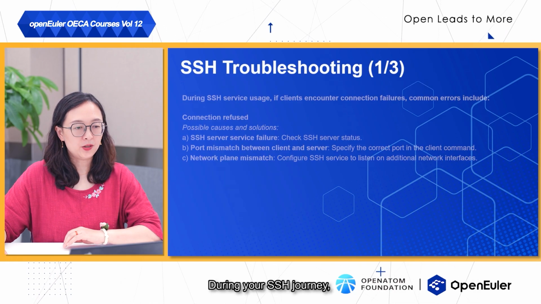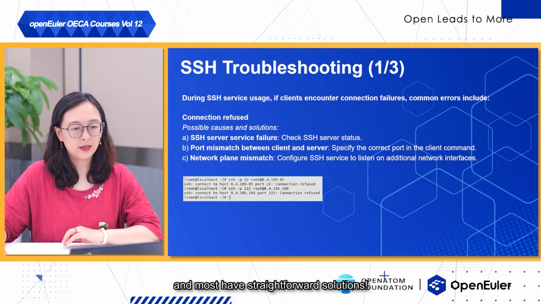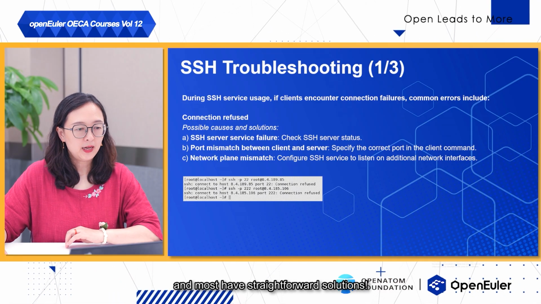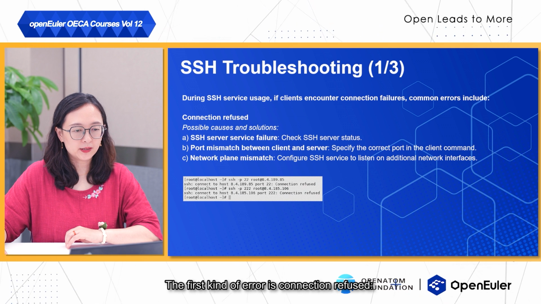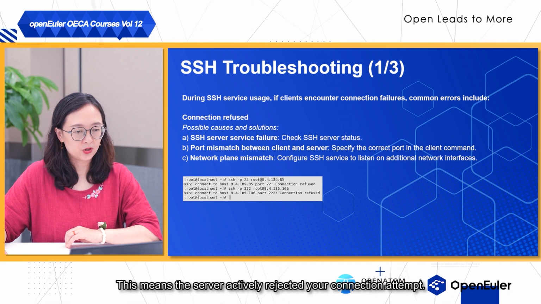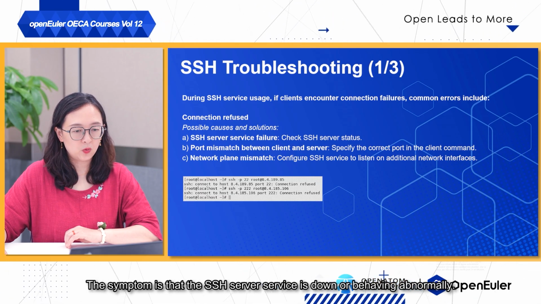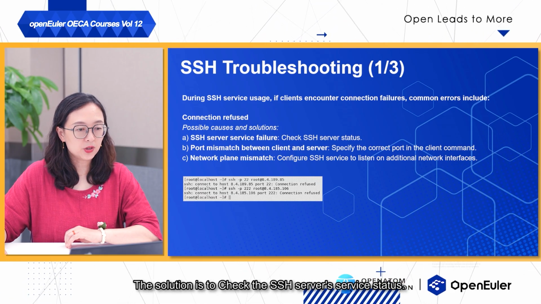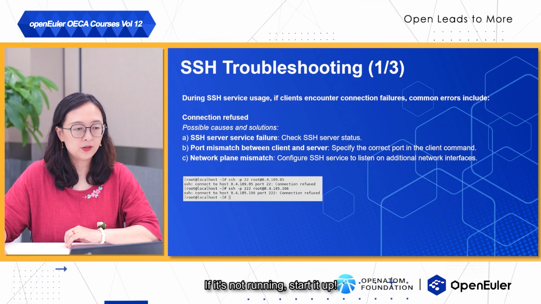During your SSH journey, you might encounter some connection issues. Don't worry, these are common, and most have straightforward solutions. Here are some common errors and how to tackle them. The first kind of error is connection refused. This means the server actively rejected your connection attempt. The symptom is that the SSH server service is down or behaving abnormally. The solution is to check the SSH server's service status. If it's not running, start it up.